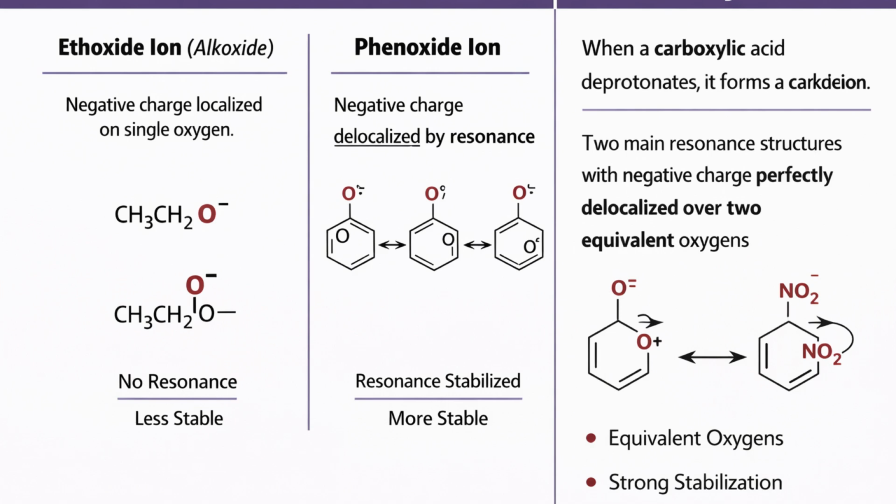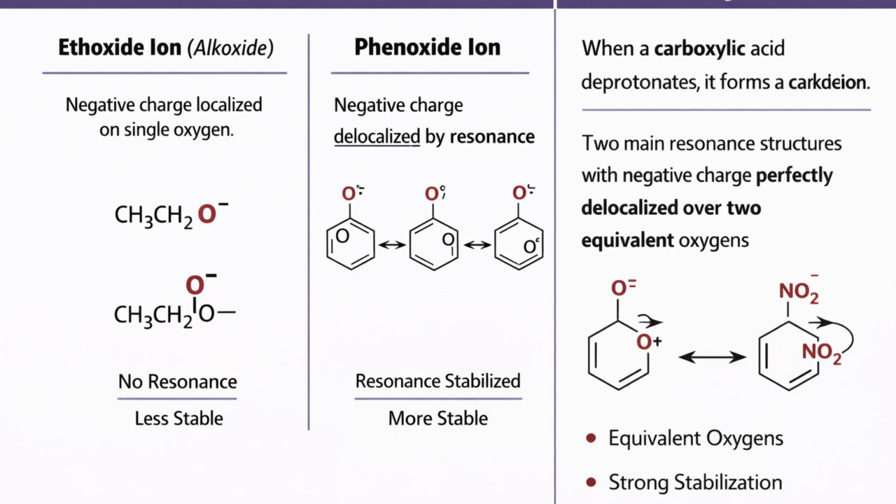For this ion, you can draw multiple main resonance structures where the negative charge is distributed not only on the oxygen but also across three carbon atoms in the benzene ring, the ortho and para positions. This significant delocalization makes the phenoxide ion much more stable than an alkoxide ion. This stability explains why phenols are thousands of times more acidic than simple alcohols.